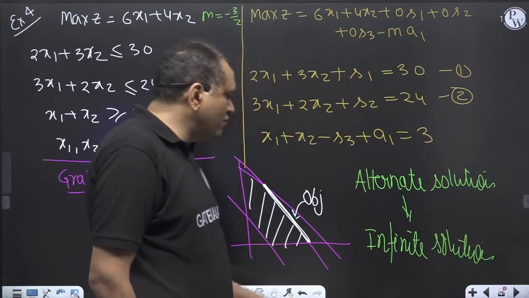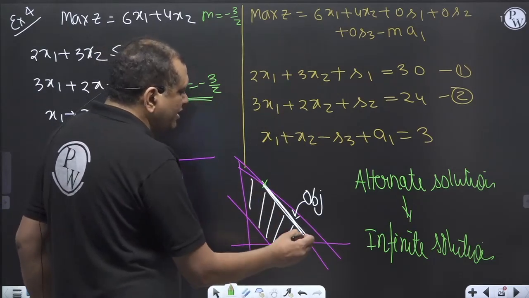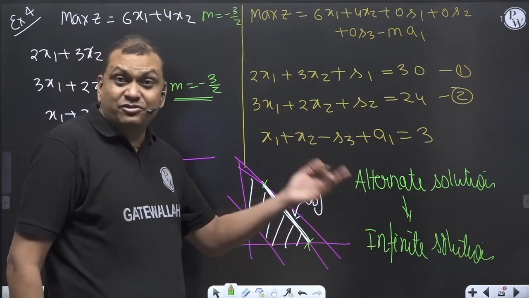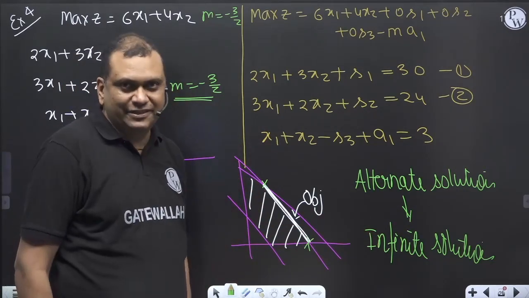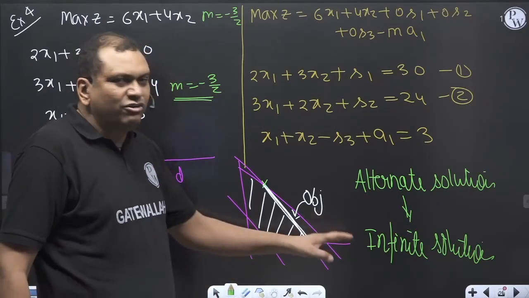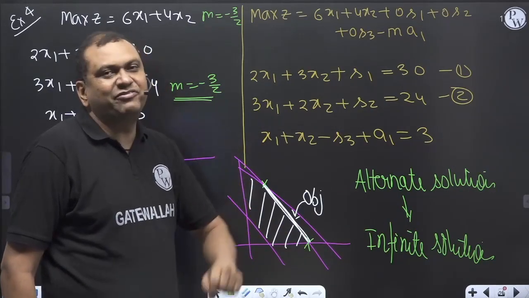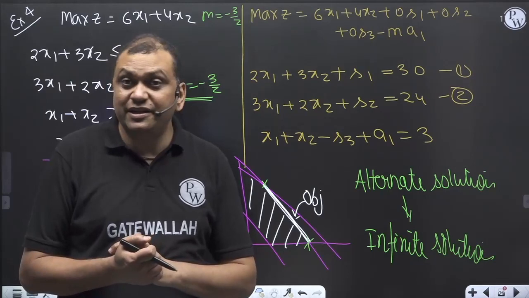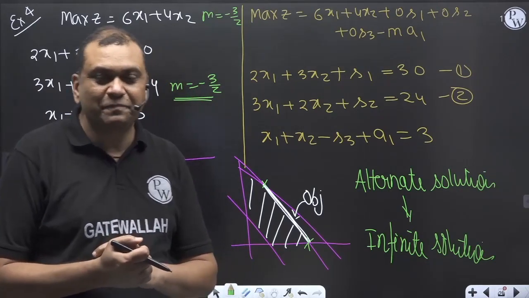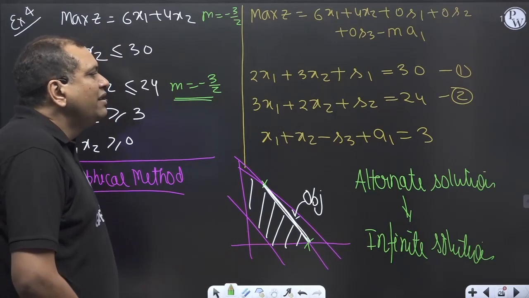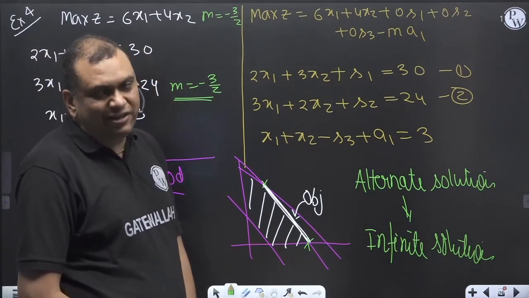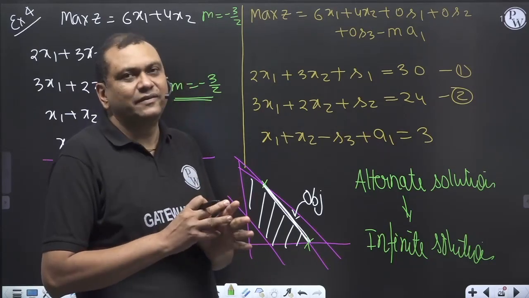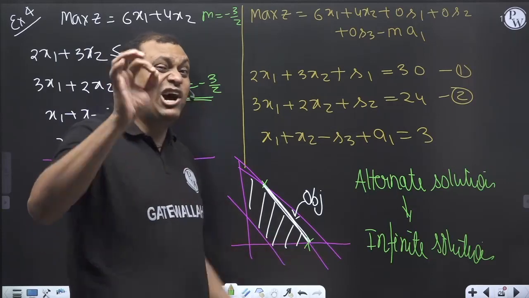In graphical, if you know these 2 points, this point and this point, you can calculate infinite solutions. This I have taught you in the graphical method. But my basic question comes, it's a very, very important point for all of you. In the simplex, how will I identify?